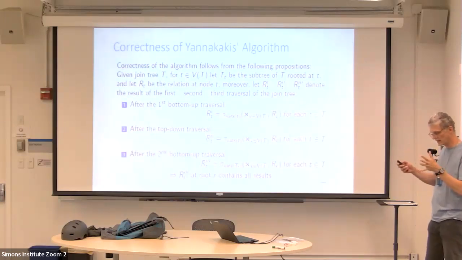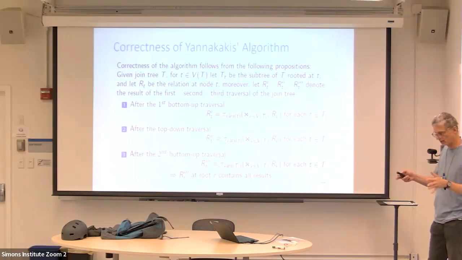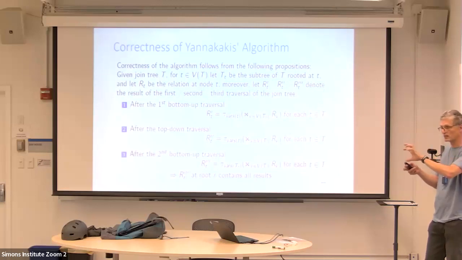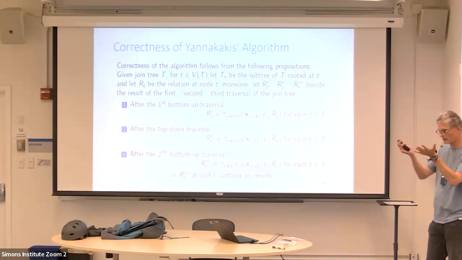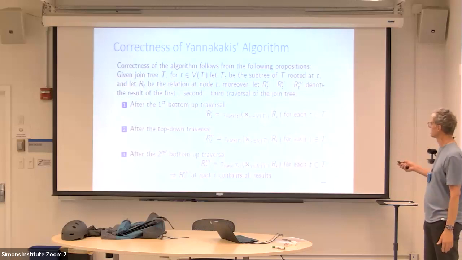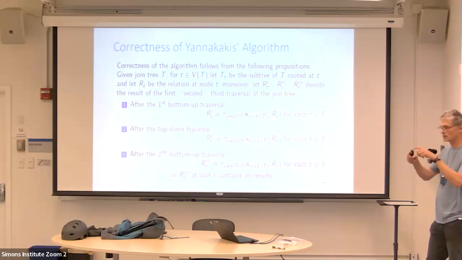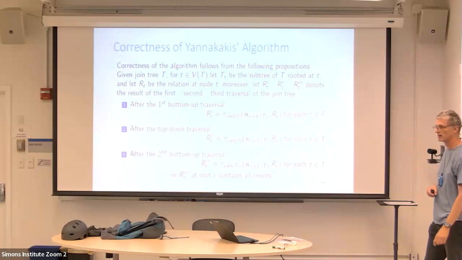Originally every node in the join tree is annotated by some relation from the database, which corresponds to the atom at this node. And after the first bottom-up traversal, we have reduced this relation R at a particular node T in the join tree to the join of the entire subtree below, rooted at this node, but projected to the variables which actually occur in this node. So there's never an explosion.